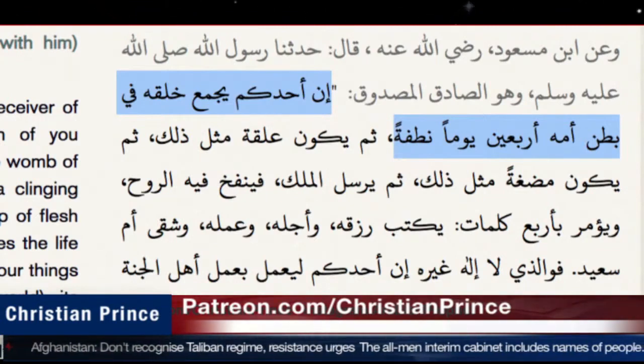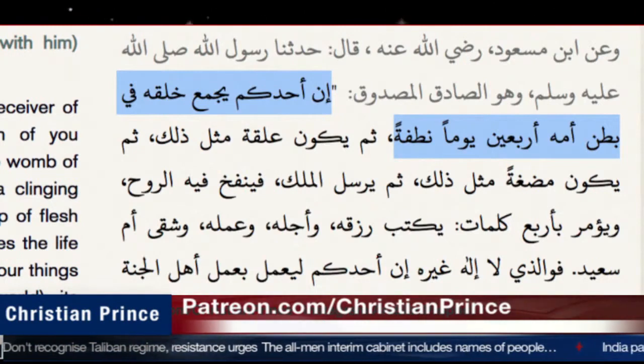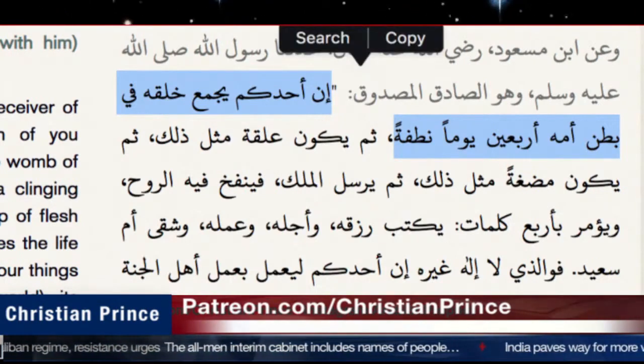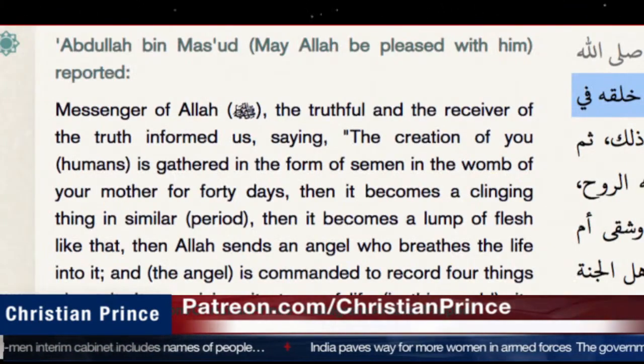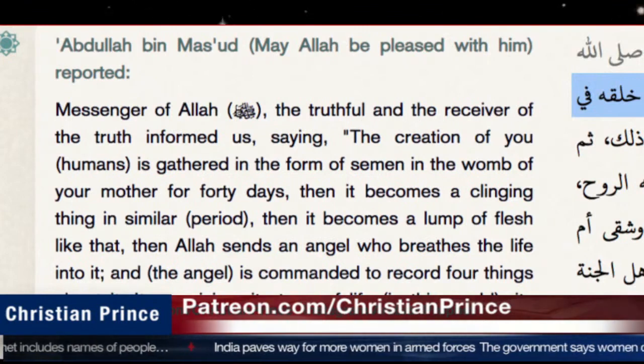But in what though? Like semen, like what? In the egg? No, Allah is gathering you now just as a semen. That's what it says clearly. Allah gathers you as a semen, and this is what the translation reads. Okay, let us say Christian Prince is not giving a good translation because he has an agenda. What about you Muslims? It's your translation. That's your Muslim website. Fair enough. Yeah. Okay. Continue.